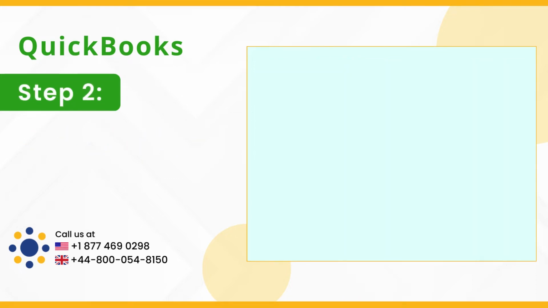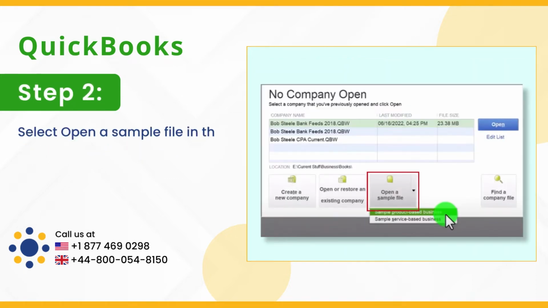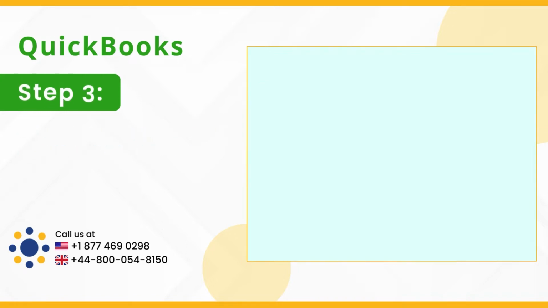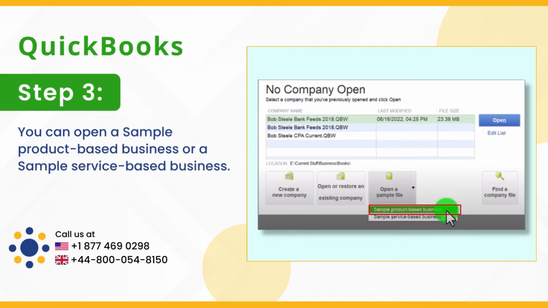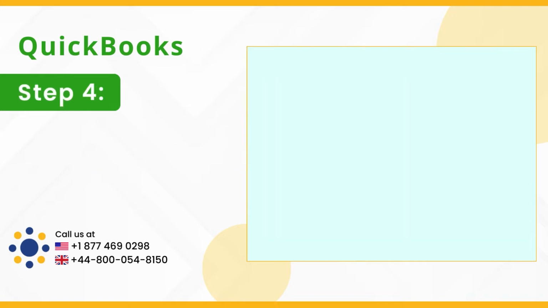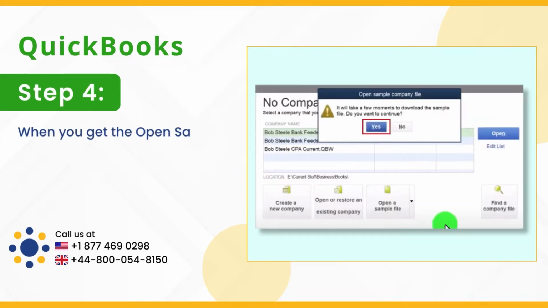Step 2. Select Open a sample file in the No Company Open window. Step 3. You can open a sample product-based business or a sample service-based business. Step 4. When you get the Open Sample Company file pop-up, click Yes to proceed.